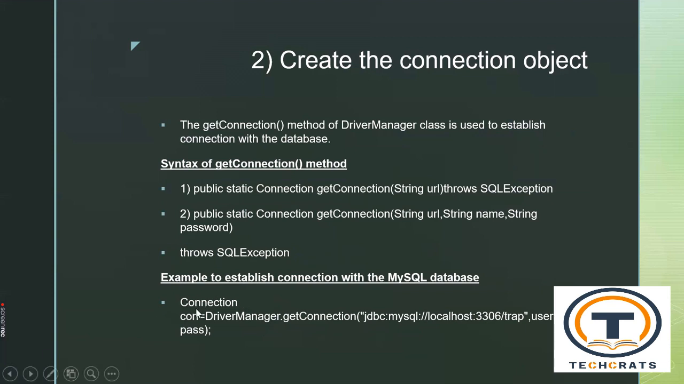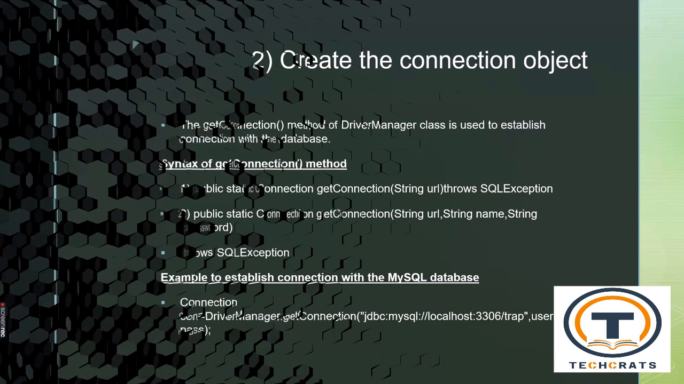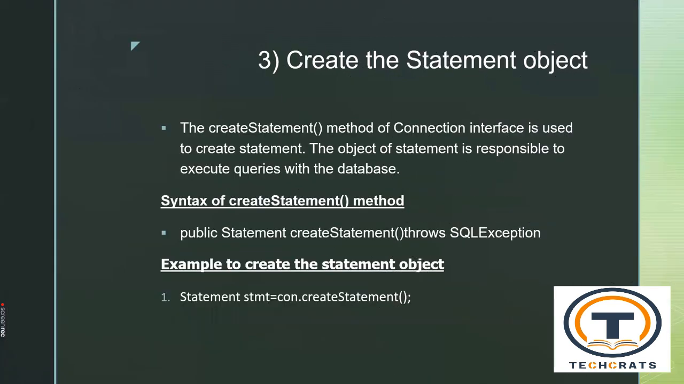You can see that the connection object equals DriverManager, which is my class, dot getConnection, which is my method. I'm calling getConnection, and here I'm mentioning that I'm using MySQL, my port number is 3306, my database name is trap, my username is XYZ and my password is 1234, anything like that, right? In that way, we are establishing the connection between the application and the database. Let me take you to the third step, create the statement object.